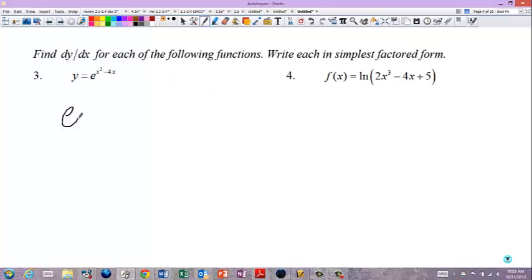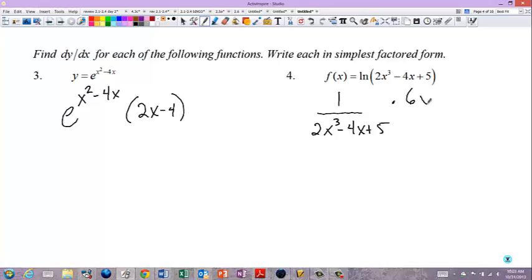3, e to the anything times the derivative of anything. And then the natural log is 1 over anything times the derivative of anything.